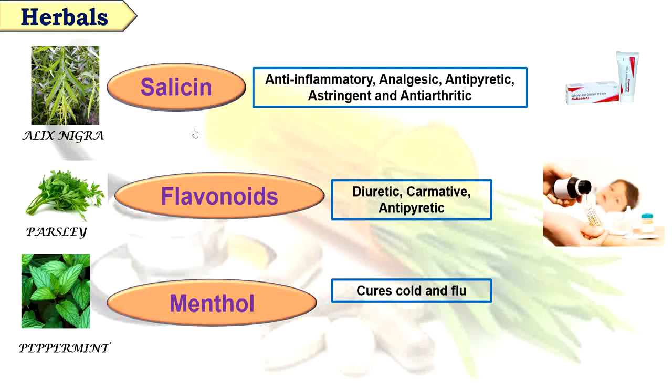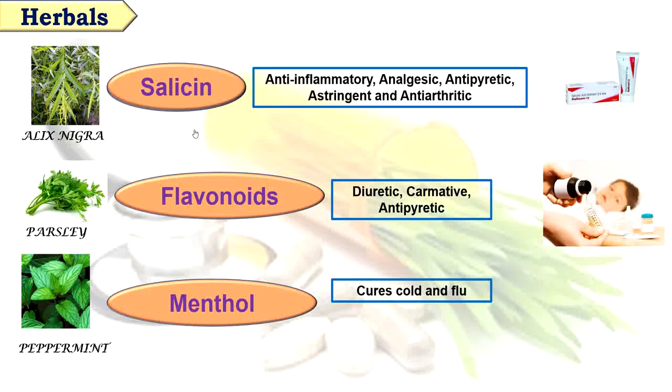For example, when you take Alnus nigra, it has an active principle salicin which is very good for anti-inflammatory, and it is an analgesic agent and an antipyretic agent and an astringent and it is an anti-arthritic agent. So certain chemicals, certain medicines, certain drugs are prepared using the salicin to treat these diseases.